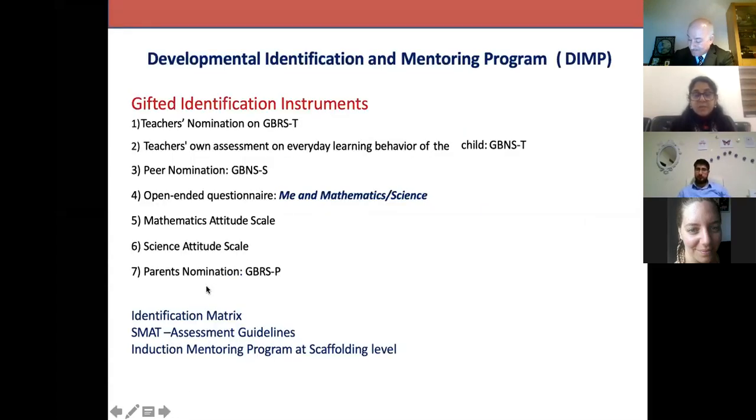So once we get this group, we do the SMAT assessment. This is Science and Maths Ability Testing. This is again a very interesting, comprehensive assessment test where we give them 10 situations in math and 10 situations in science, and they can do all 10, they can do any one, but they have to.